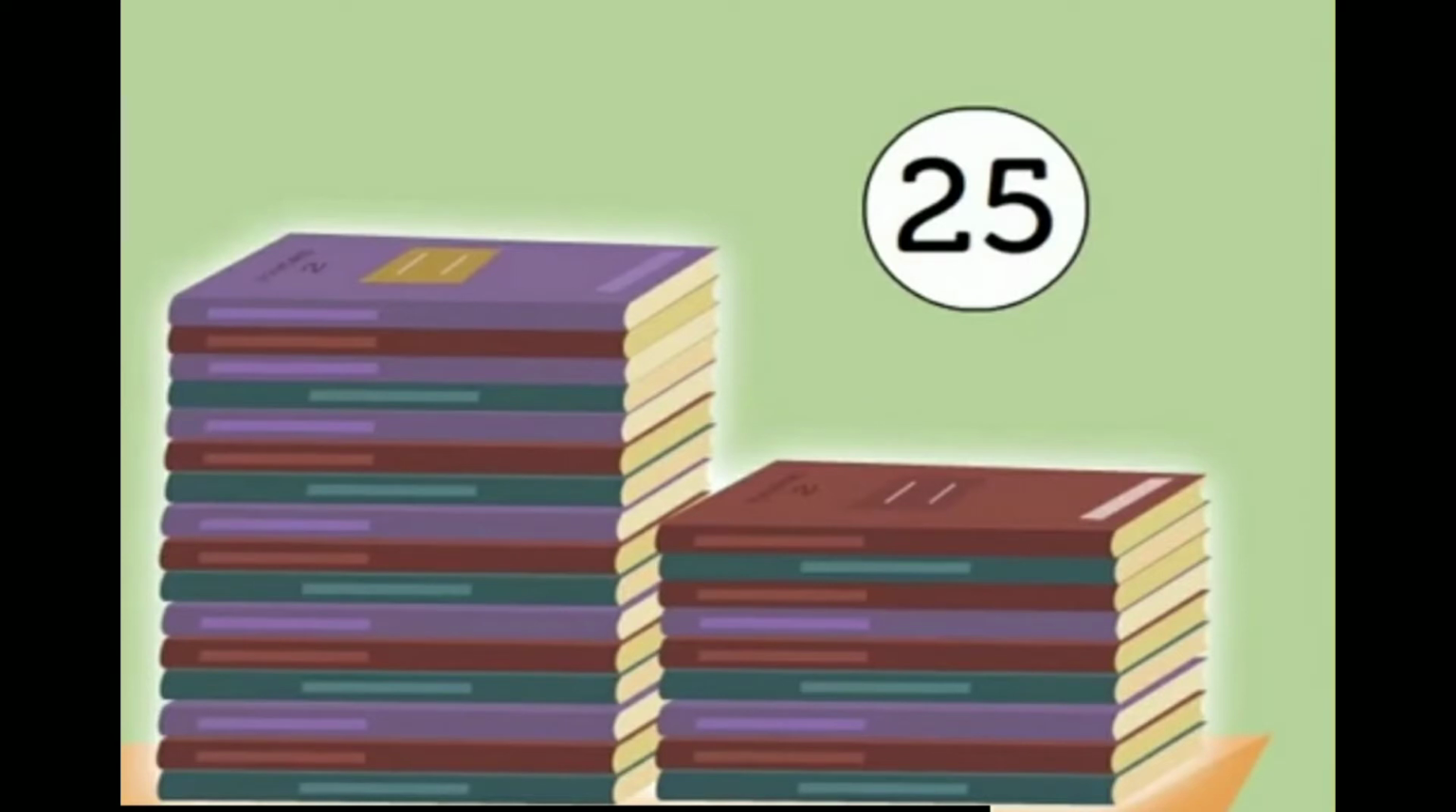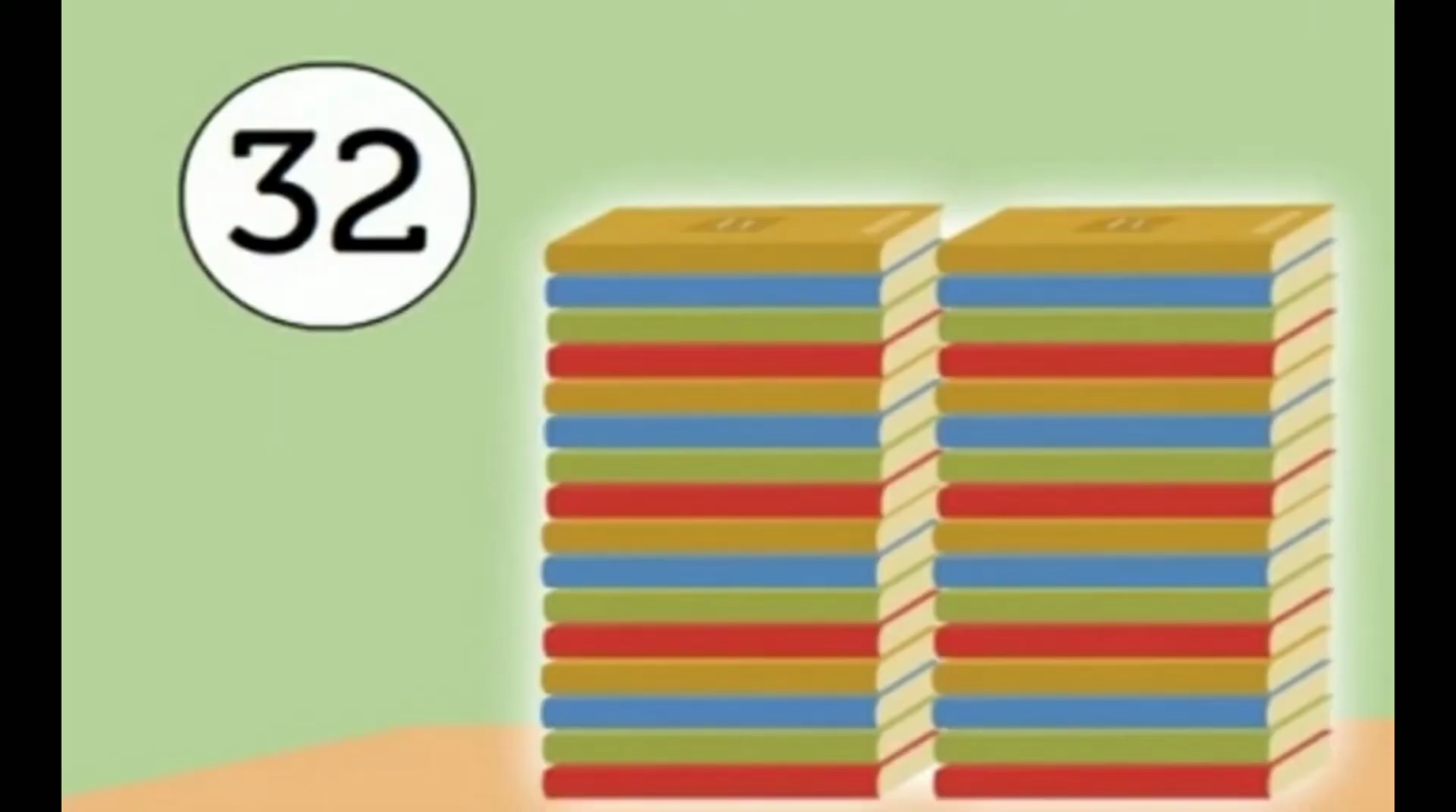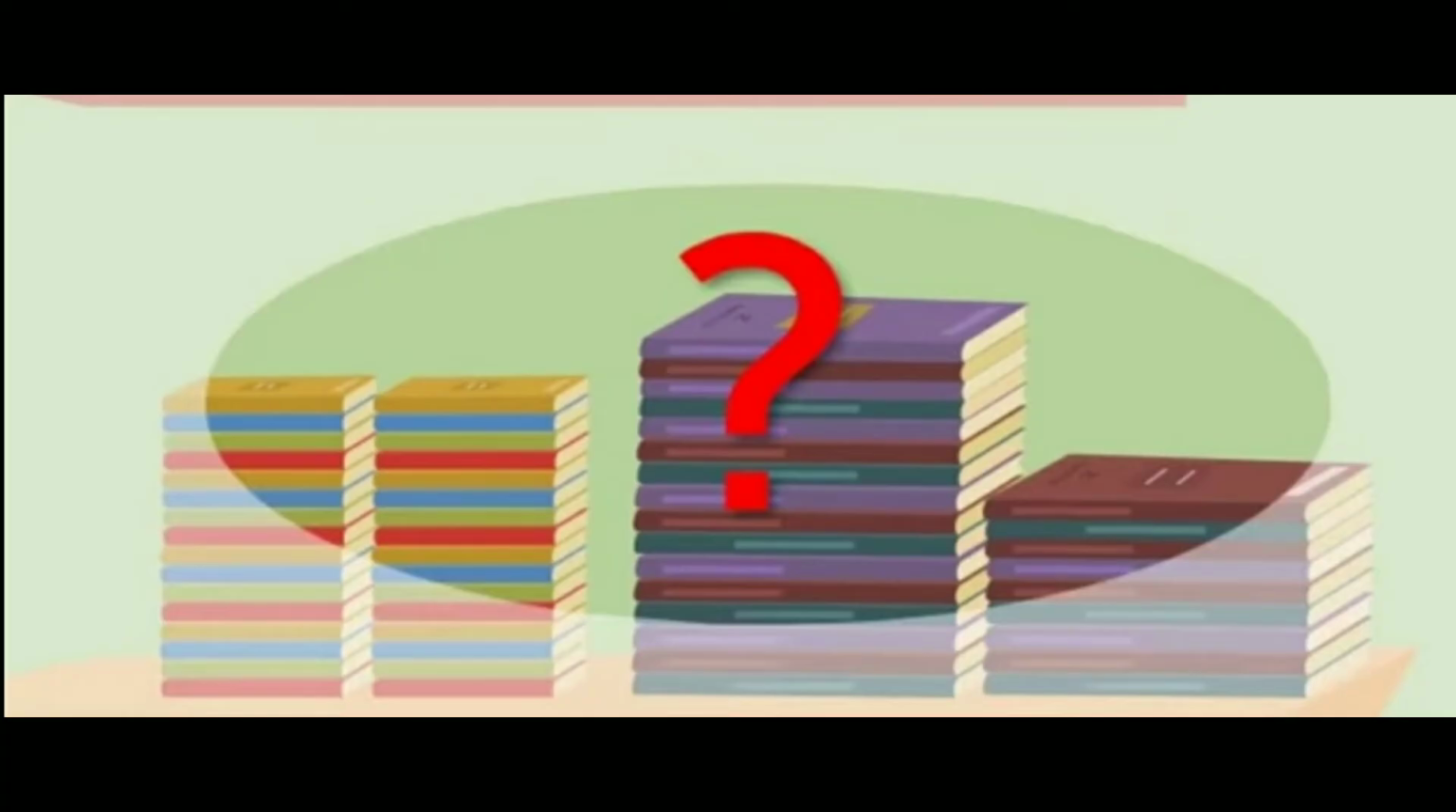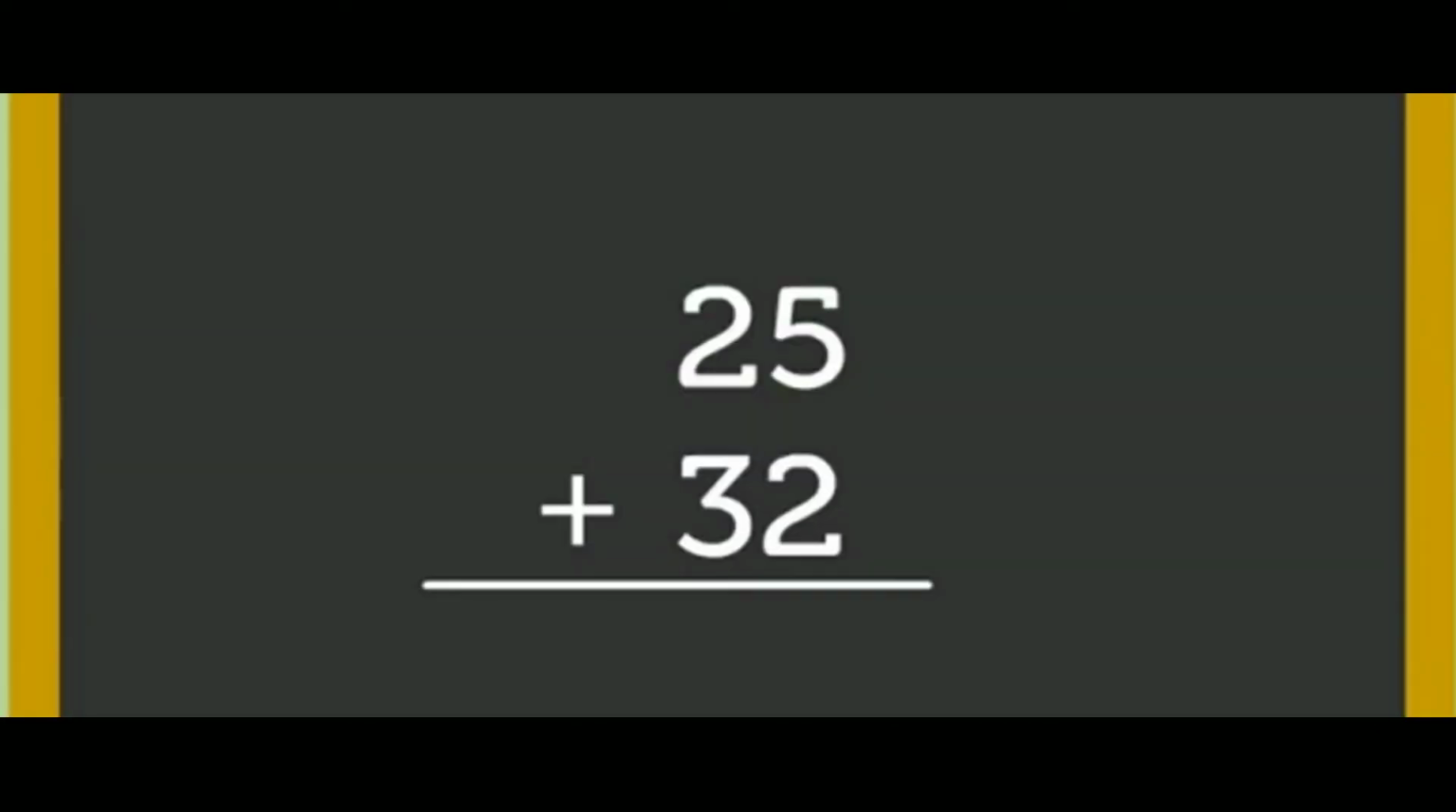Here, next we shall go for one more example. We have 25 long size notebooks and 32 short size notebooks. We have to find how many notebooks are there in total. So when we add 25 and 32, that is 25 plus 32.